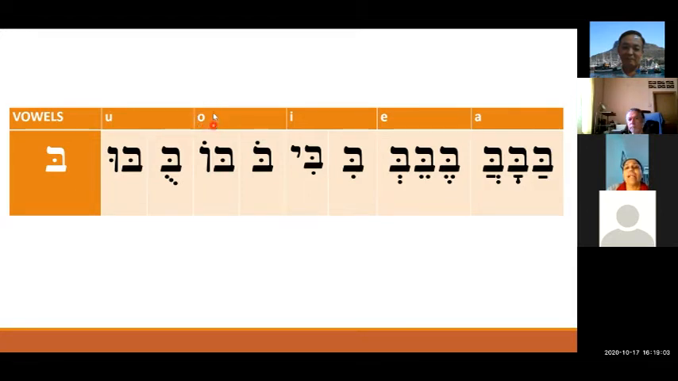Moving on to the O class vowel. Again, the letter bet is used. The first one is with the holum. How would you pronounce that? Bet with the holum. Bo. Excellent.